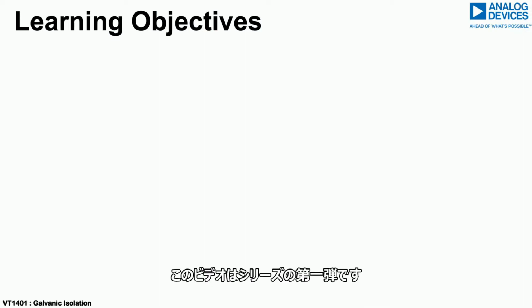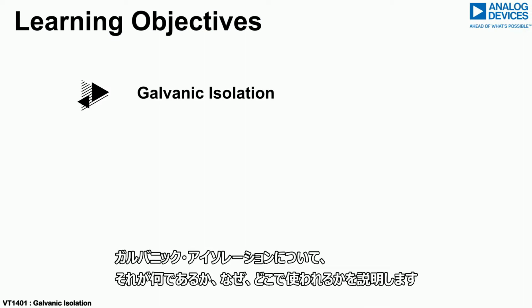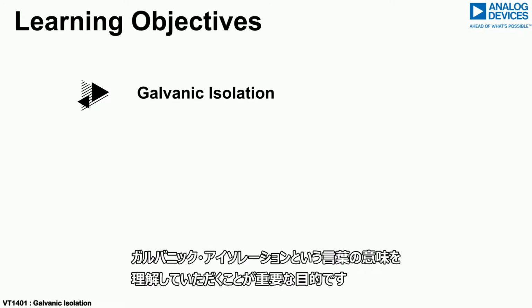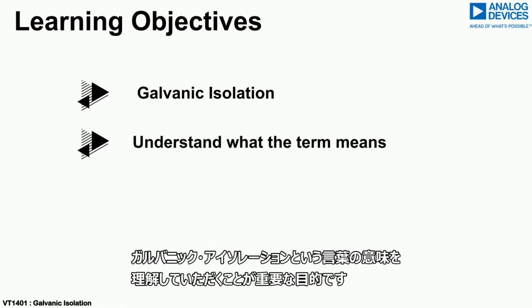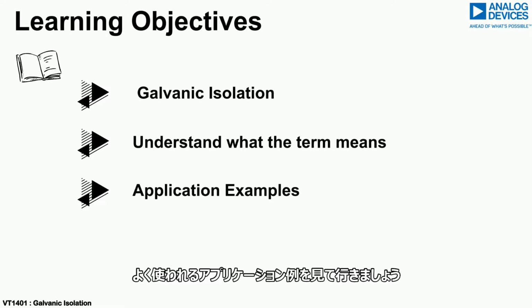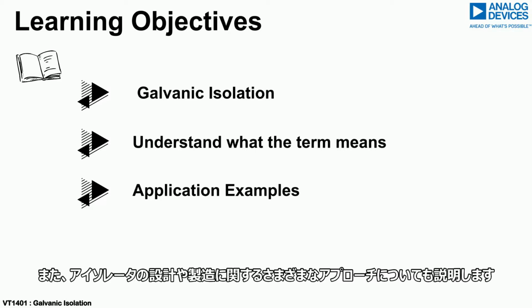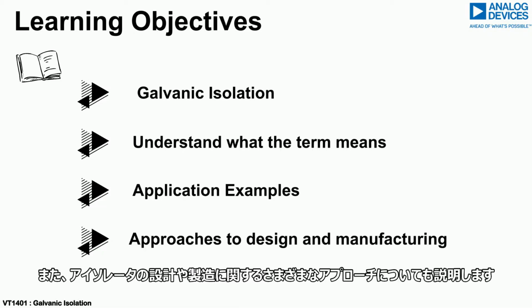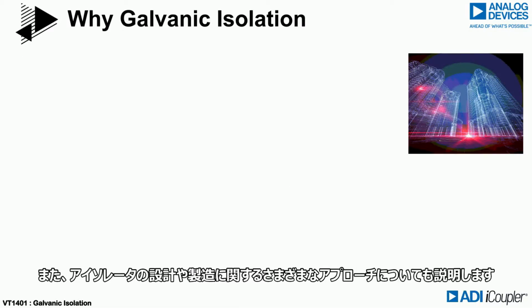This video is the first in the series, and we'll go through galvanic isolation. What it is, why, and where is it used? The key objective is to provide an understanding of what the term galvanic isolation means. We will go through some application examples of where it's commonly used. We will also discuss different approaches to designing and manufacturing isolators.